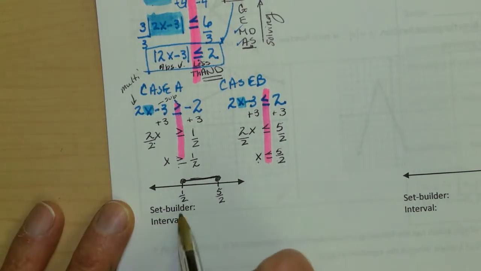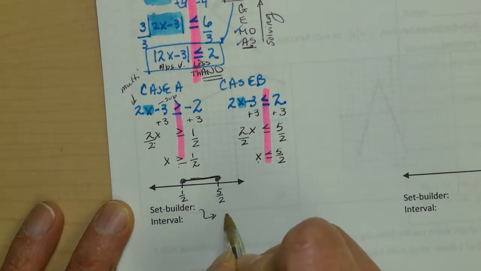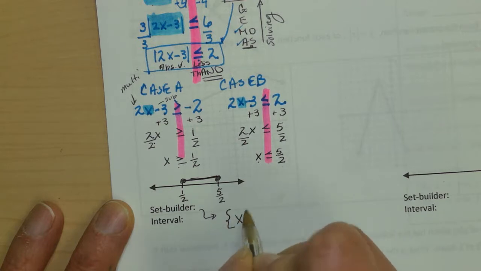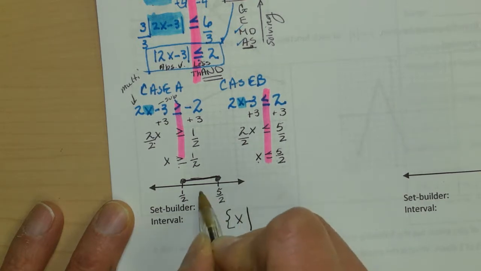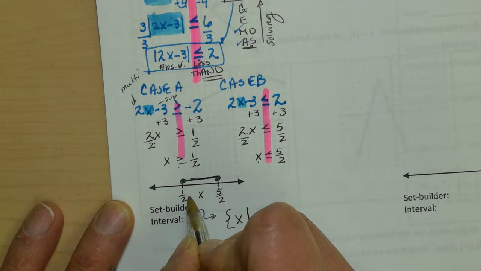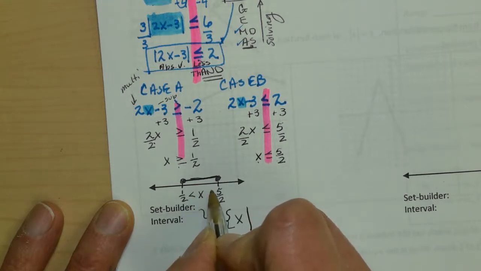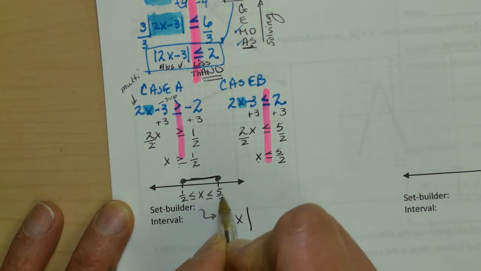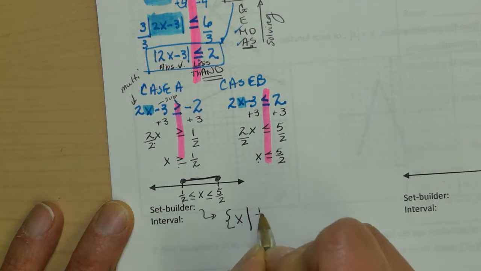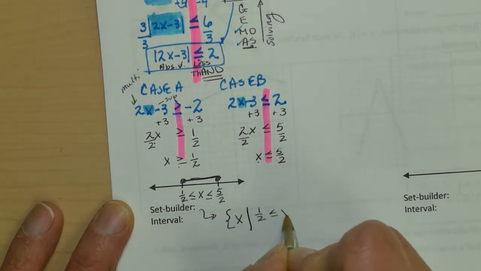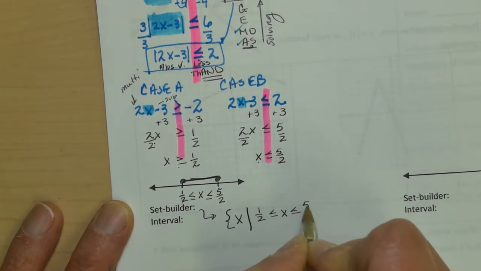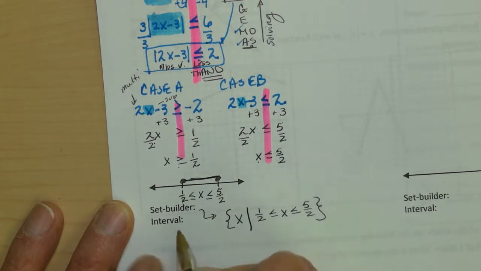So, set builder notation, not enough room to write that. The set of x such that, where's my x? In the middle. 1/2 is less than 5/2. So I'm going to copy that down. 1/2 is less than or equal to x, which is less than or equal to 5/2.